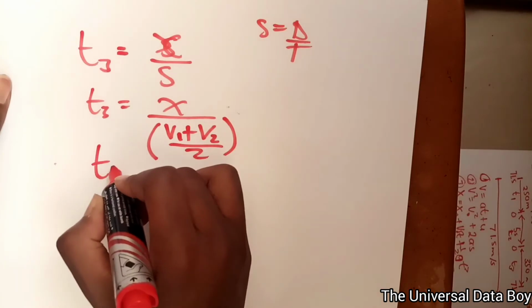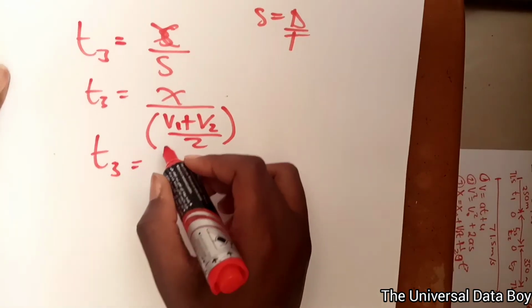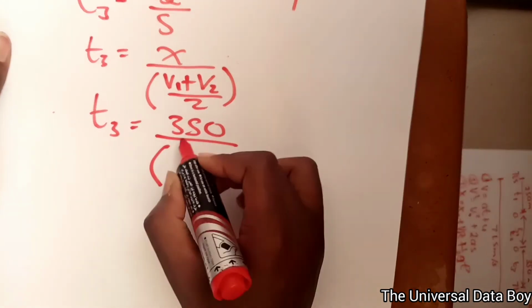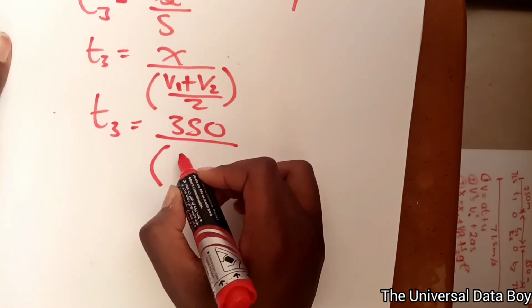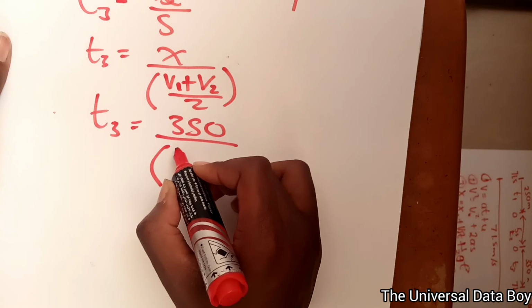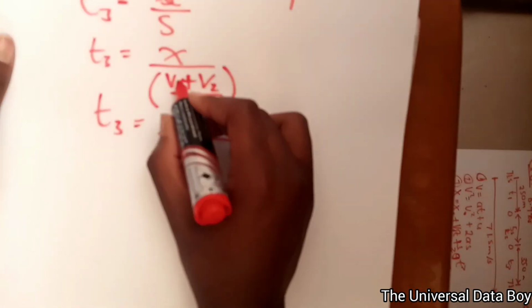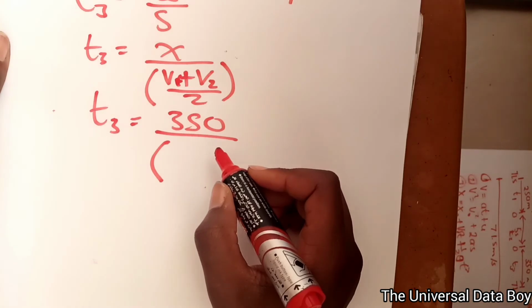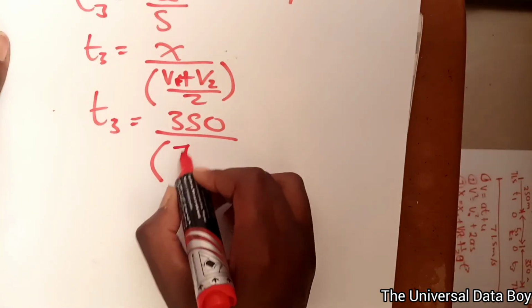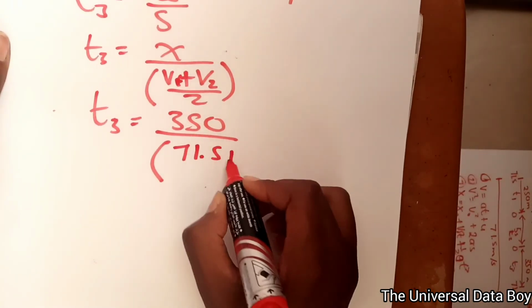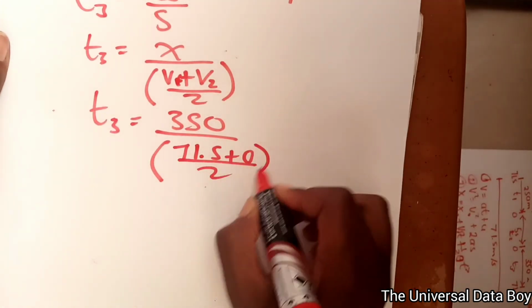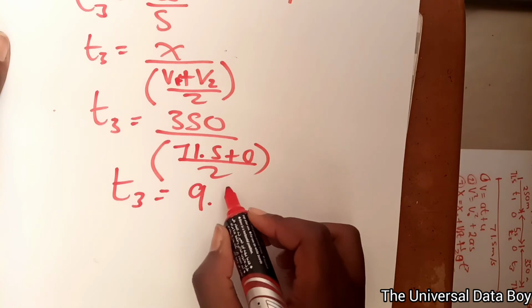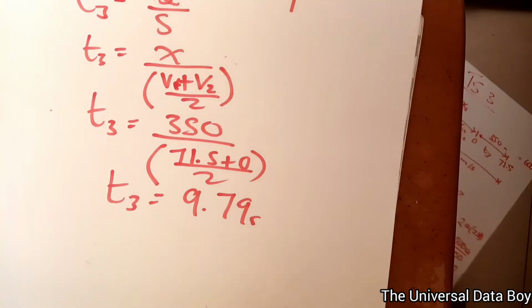So then t3 is going to be equal to our distance for the third one, that's 350, over our velocity, that's final plus initial, coming down to 7.15 plus 0 over 2. So then our t3, when you punch in the calculator, will be 9.79 seconds.